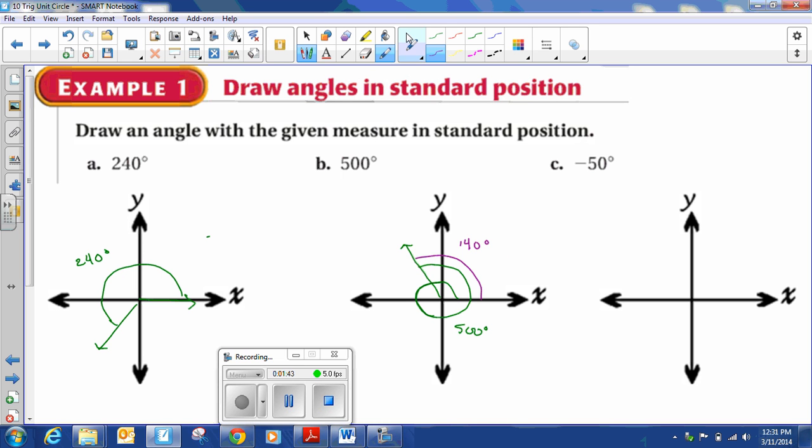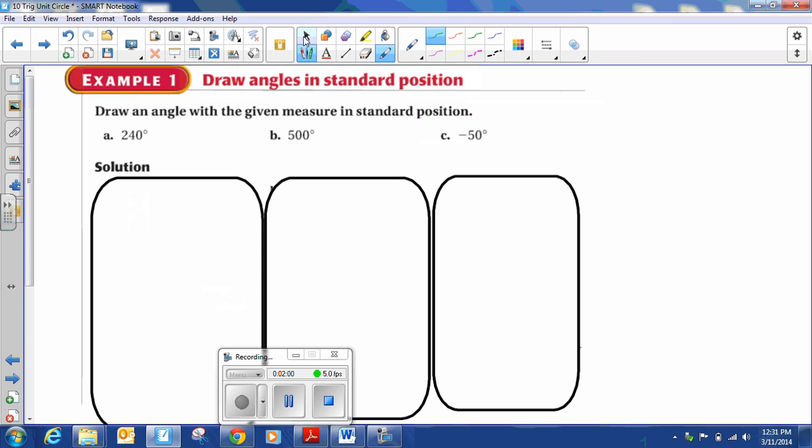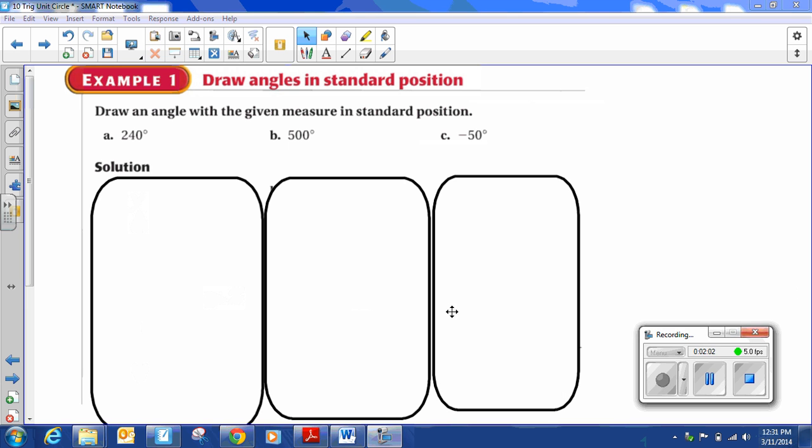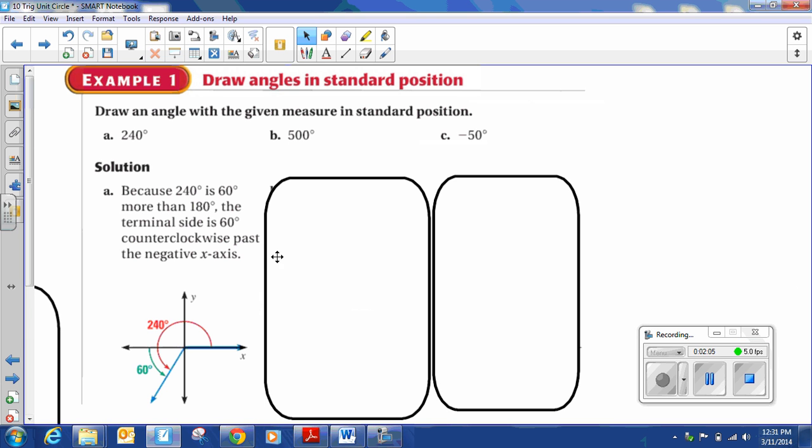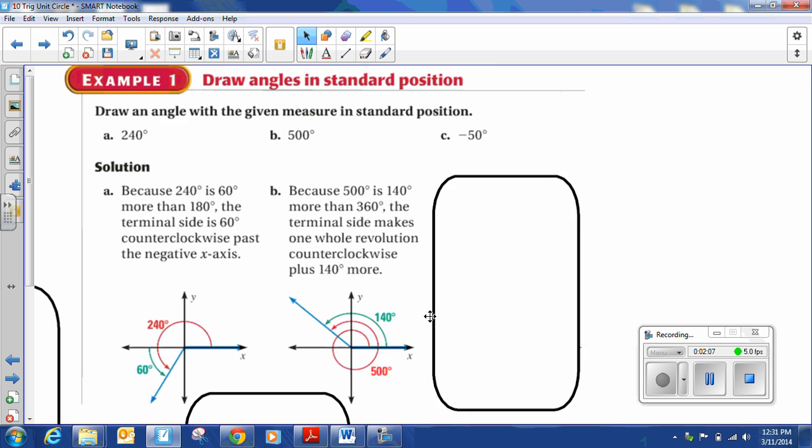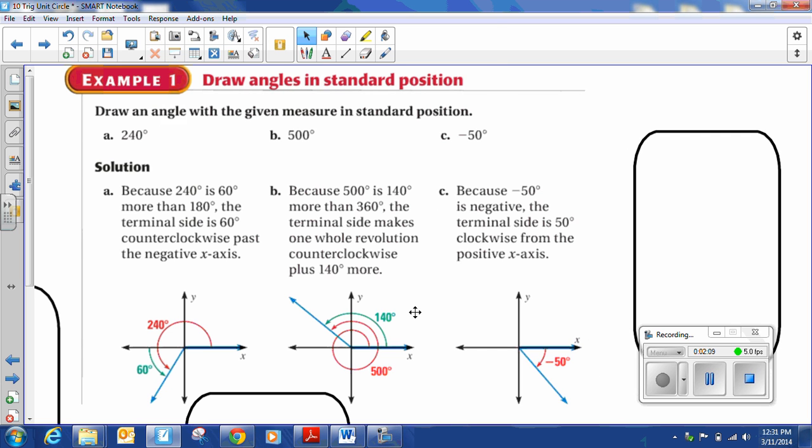And how do we do a negative angle? Negative degrees actually goes the other direction. So instead of counterclockwise, we're going clockwise down to about negative 50 degrees. So here we have a screen copy of the answer key, which is basically the same thing that we did.